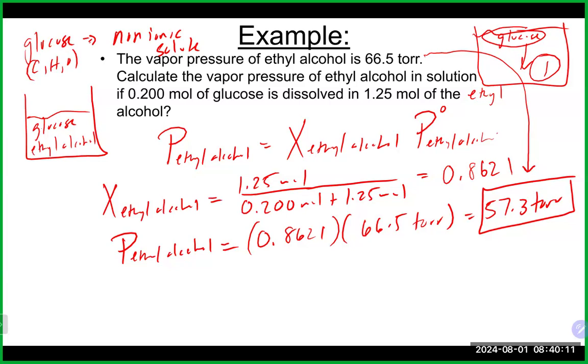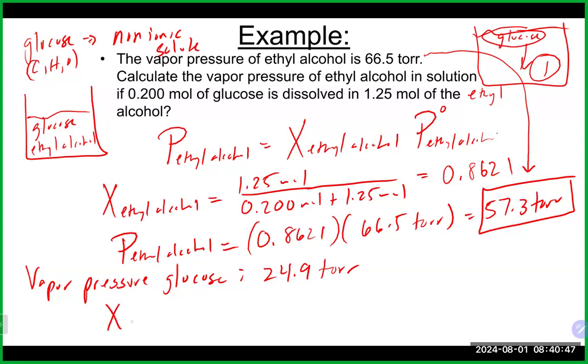Now, let's just say, for example, that we knew the vapor pressure of glucose under normal circumstances, in this same situation. And let's just say it was, I don't know, I'll make it up here, 24.9. Let's just say for randomness here that 24.9 torr was the vapor pressure of glucose under the same conditions here. Now, we could also do the mole fraction for glucose the same way.